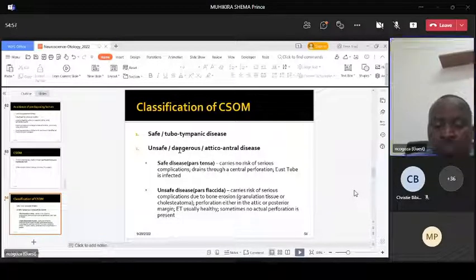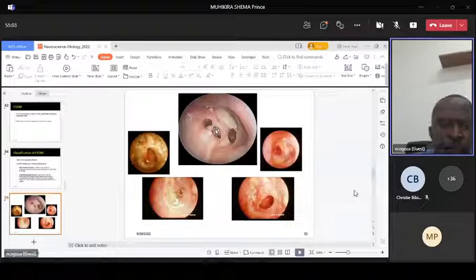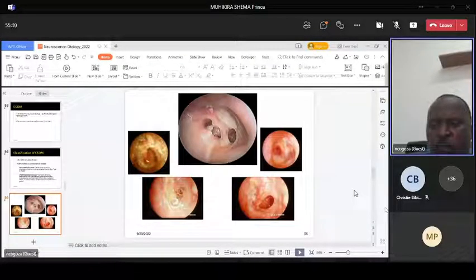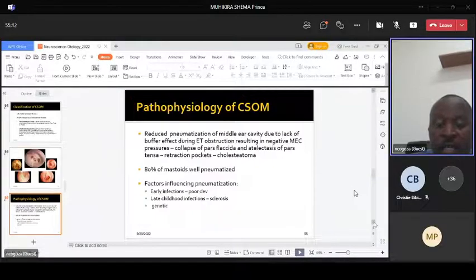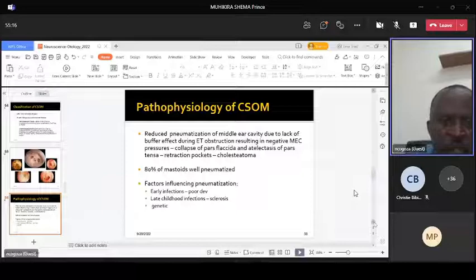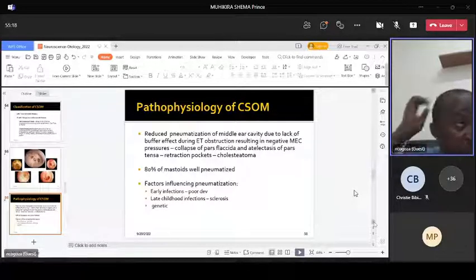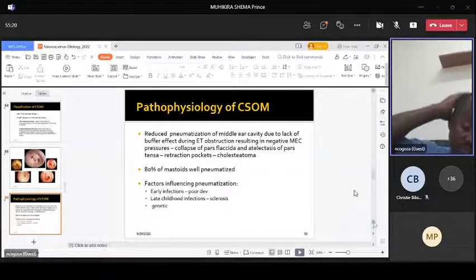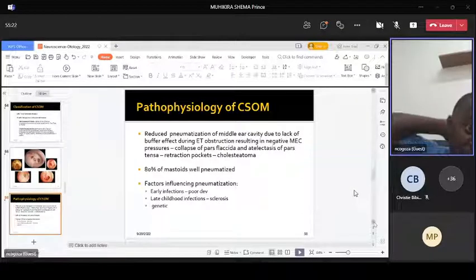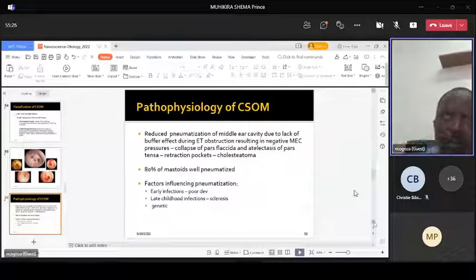You see? This is a perforation in the pars tensa, but this is a perforation in the pars flaccida. When you have a perforation in the pars tensa, this is easy, but when you have a perforation in the pars flaccida, it's dangerous because it is an infection near the bones, and most of the time it shows that there is cholesteatoma. There is skin in a wrong place destroying the bones.